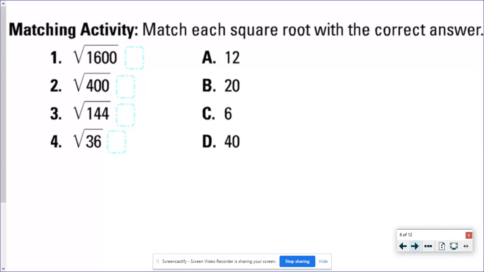This is just an easy matching, right? 1600, if I take the square root of that, the square root of just 16 is 4. So the square root of 1600, cut the number of zeros in half, that's going to be 40. That's letter D. The square root of 400, again, the square root of 4 is 2. Cut the number of zeros in half, so that'll be 20.